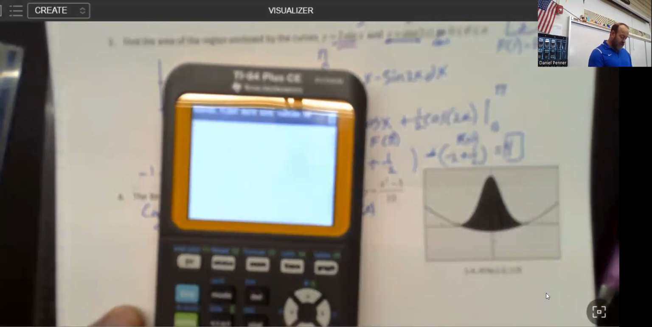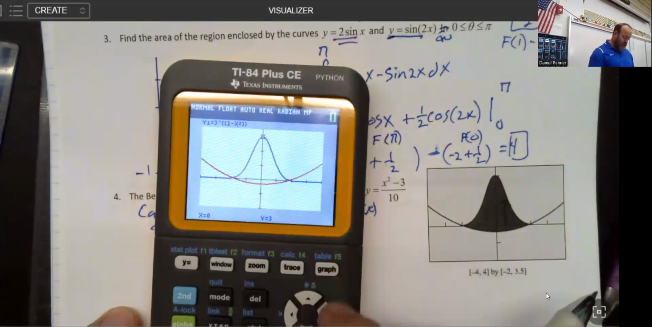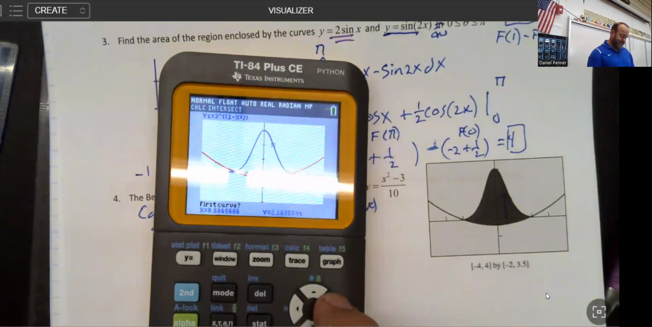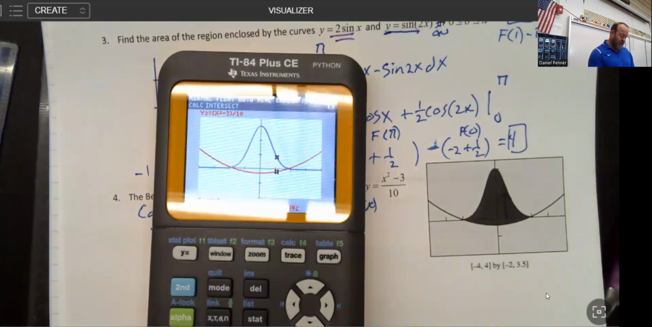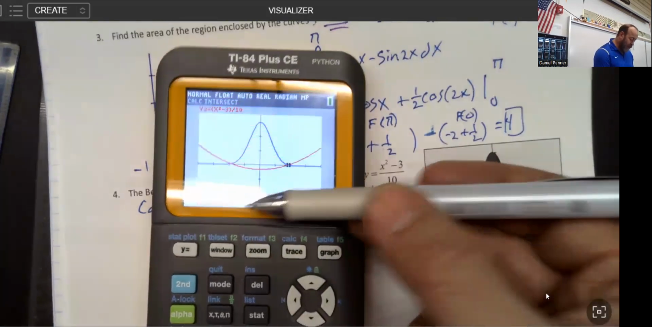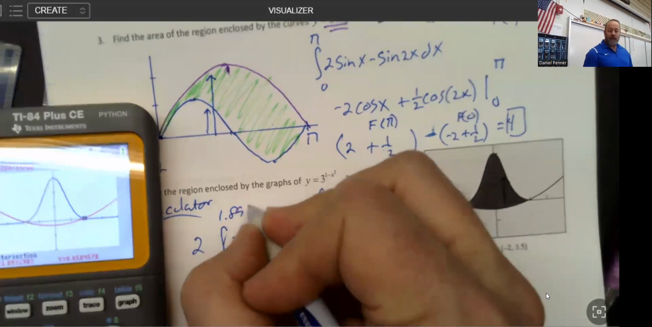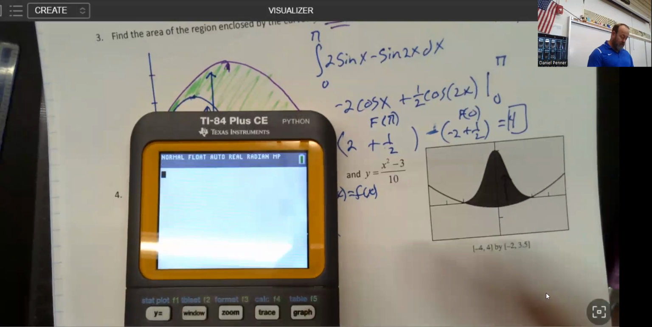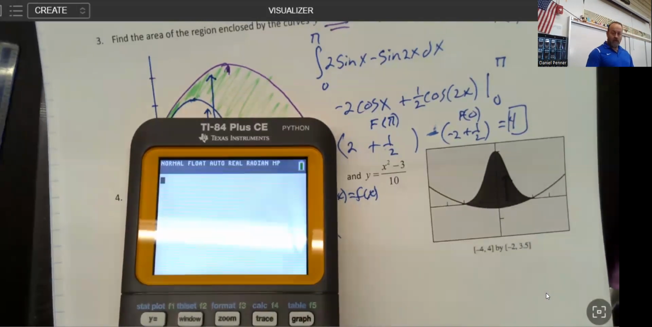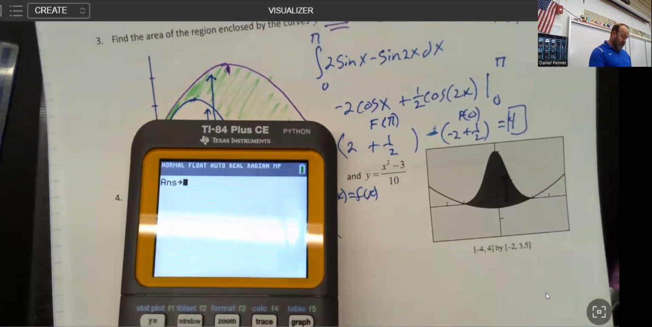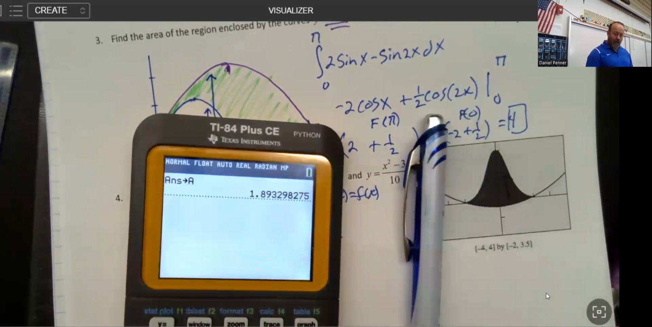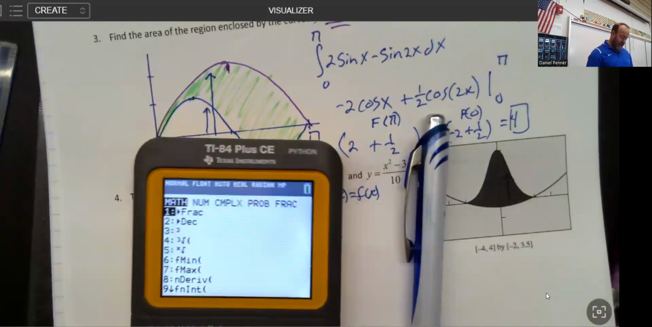So let's calculate the intersection of those two curves. Now it's 1.893. I'm going to write that down. But even though I wrote it down, I'm not going to use that value, because I'm going to store that information that the calculator already found as alpha A. So there we go. Now I can do my math 9.